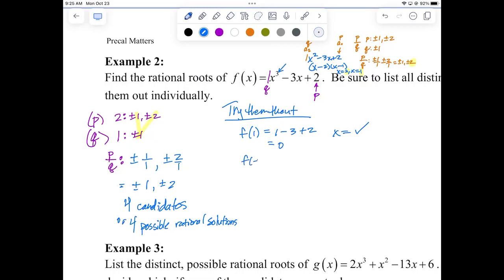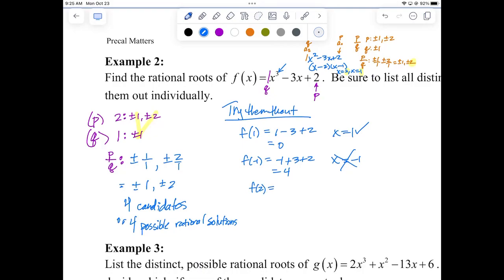Let's try f of negative 1. F of negative 1. We're going to get negative 1 cubed is negative 1. Now we're going to get plus 3 plus 2. Does that work? That equals 4. So x equals negative 1. Sorry, you don't work.